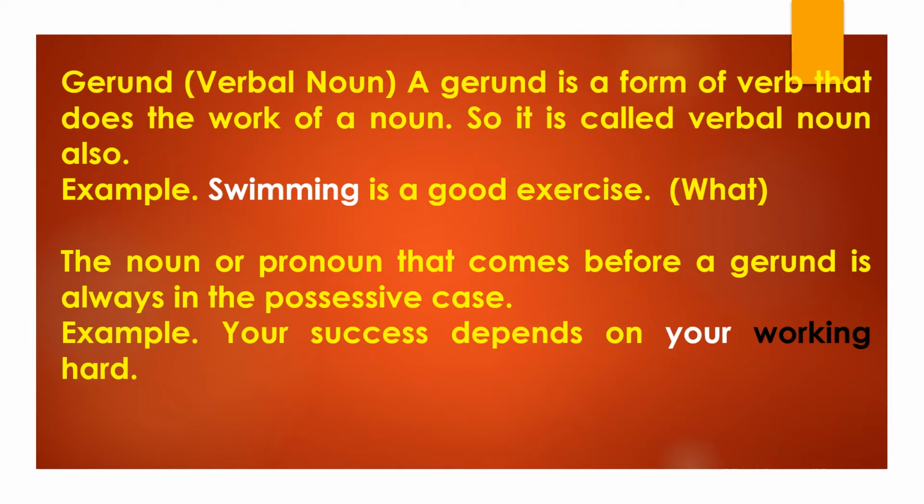So here is the example. Swimming is a good exercise. The word swim is a verb, isn't it? But swimming here is a noun, because it is a gerund. Why? Because we are using it as a subject. What is a good exercise? Swimming. So swimming cannot be the verb, because is is the main verb here, and swimming is the noun. So gerund means we use it as a noun. Noun can be subject and noun can be object also. So swimming is a good exercise.